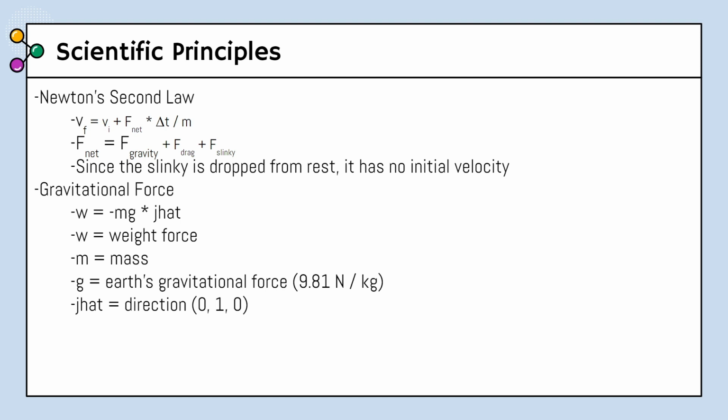Our gravitational force states that W is equal to negative m g times j hat, with W being our weight force, m being our mass, g equaling our Earth's gravitational field, little g, which is 9.81 newtons per kilogram, and our j hat direction being 1 in the y direction, but the negative in our equation shows that it's going down towards the Earth.